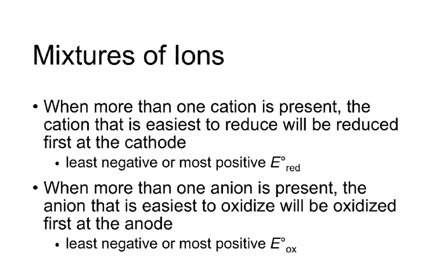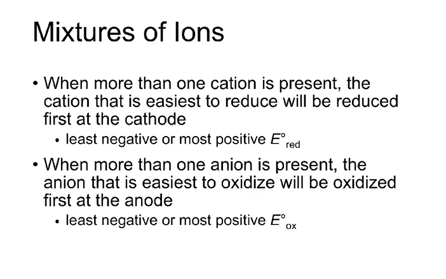Now, when we have a mixture of ions, the cation that is easiest to reduce will be reduced first at the cathode. When you have more than one anion, the anion that's easiest to oxidize will be oxidized first. So again, we're going to be referring back to our table 18.1.